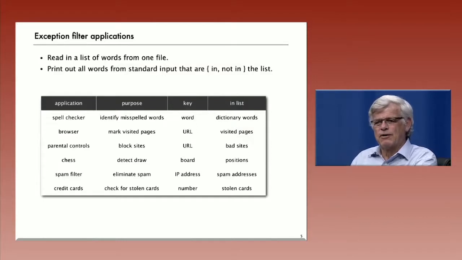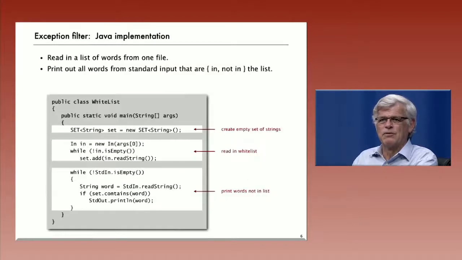Maybe you run a credit card company and you want to check for stolen cards. Then your keys would be numbers, and in your list might be kind of short, which would be the stolen cards that you know about, and you'd want to run a whitelist filter for those cards and print out in your long list of transactions whichever transactions have those stolen cards. So that's just a couple of examples of exception filters.